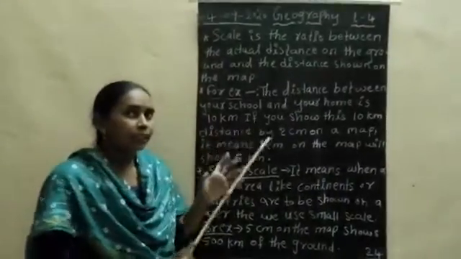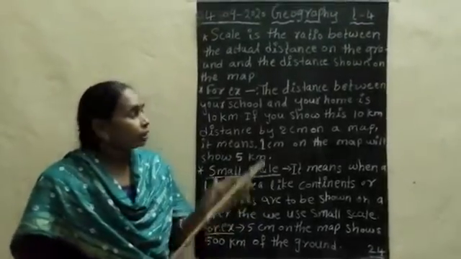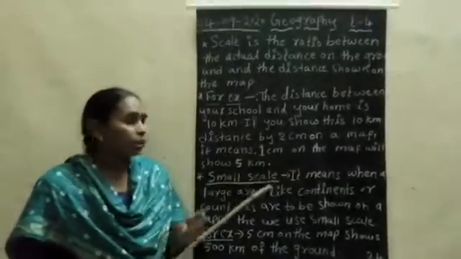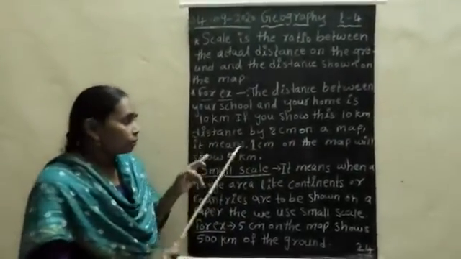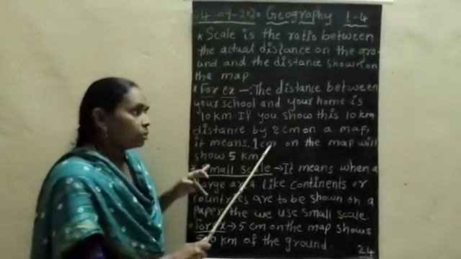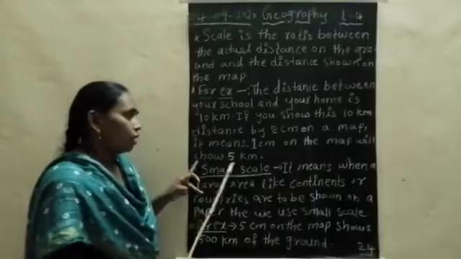Here the one example is given: from school to home, 10 kilometers. The scale, how much is it showing? 2 centimeters equal to 10 kilometers. So that's why 1 centimeter measured on a map will be 5 kilometers.